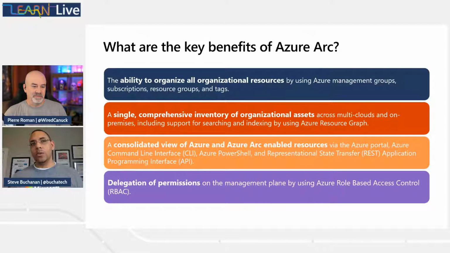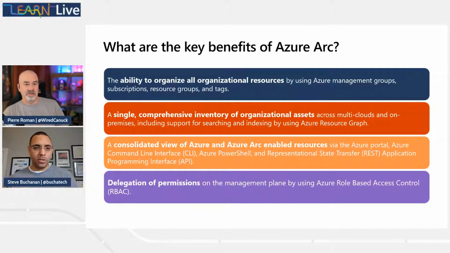Once your resources are in Arc, you can use Resource Graph to pull reports or search data. You'll be able to access it through Log Analytics, run queries, and get a consolidated view of your Azure and Azure Arc resources. So your Kubernetes clusters, no matter where they are, and then delegation of permissions, right? Once you pull resources into Azure Arc, now you have the power of Azure's RBAC capabilities as well.